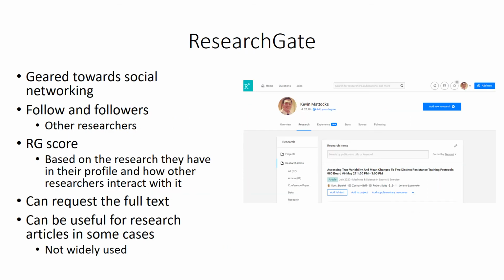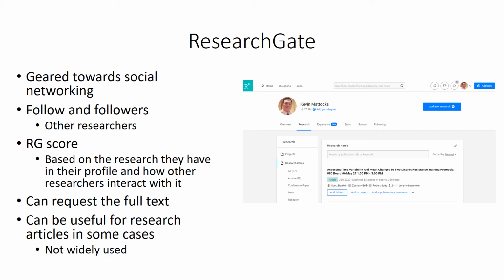With ResearchGate, this is more geared towards social networking. Like any other social network, this allows you to follow other researchers and have other researchers follow you. If you go to ResearchGate, you will see a number, or an RG score, by the individual's name. This is based on the research they have in their profile and how other researchers interact with it. This can be done by other researchers downloading the research paper, citing it, or even sharing it, whatever the case may be.